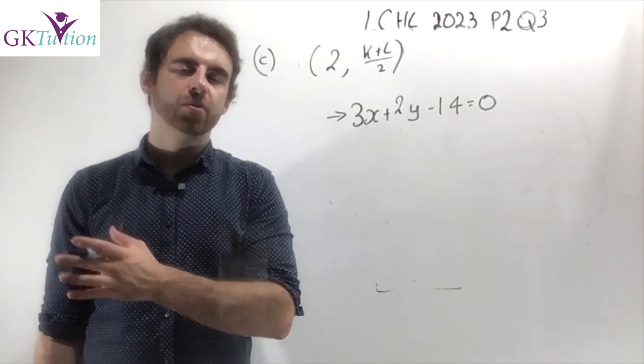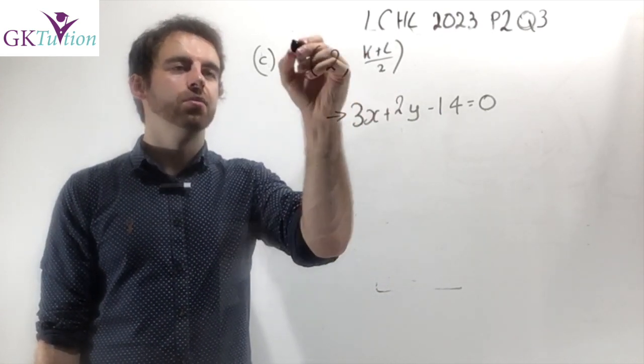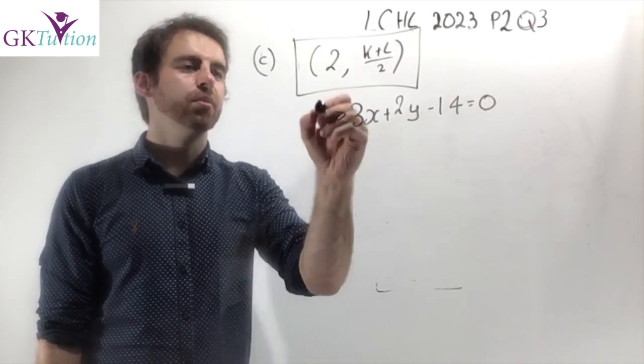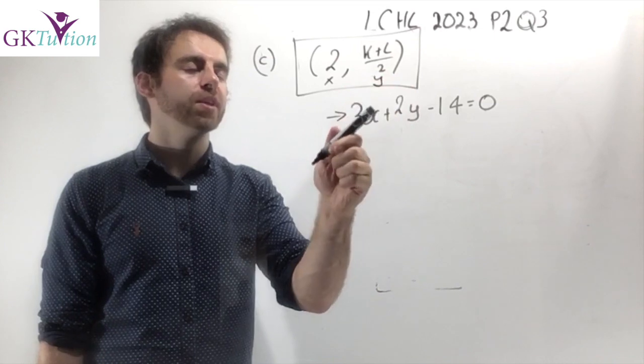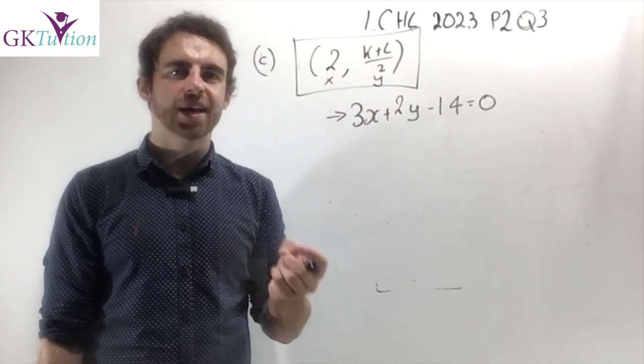And in the previous part of the question, we've worked out that the midpoint is 2, (k plus l) over 2. So I know that this point lies on this line. So I'm going to sub in the x and y coordinates into the line, and that will give me one equation with 2 unknowns in k and l.